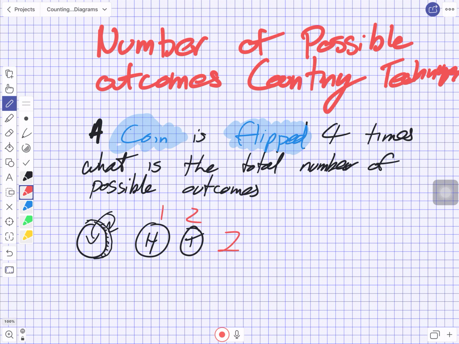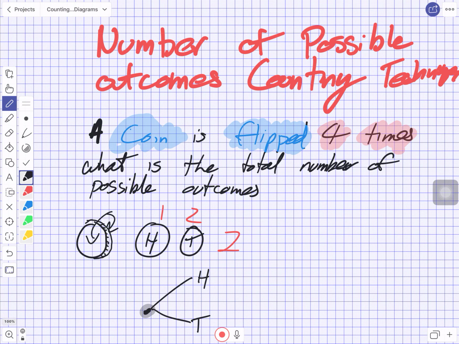And here it's telling us that it is flipped 4 times. That's really important because that is going to tell us how many possible outcomes we can get. So we're going to start by drawing a tree. Let's say we start with our very first coin. We can either get a heads or a tails. Then, depending on what we get, we flip the coin a second time.